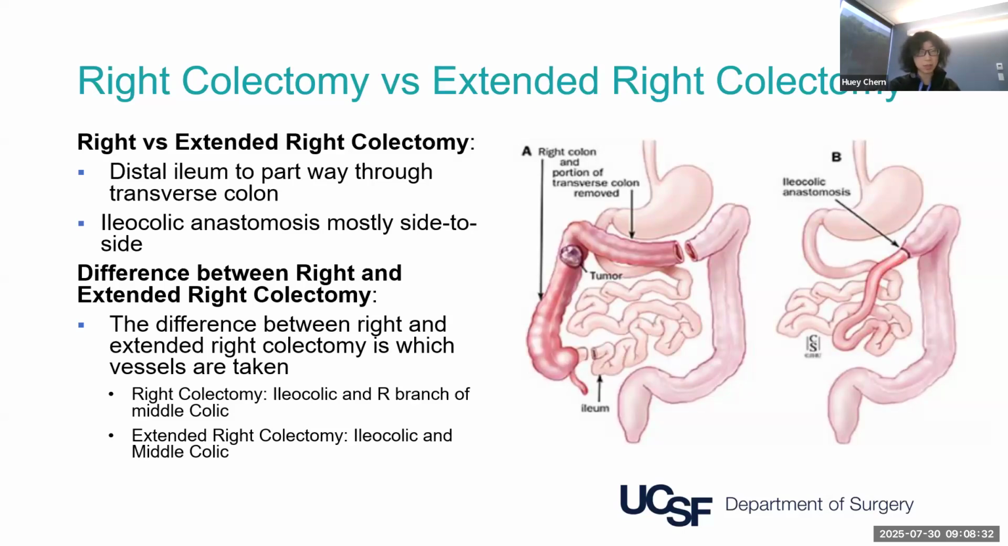So the difference between a right colectomy and extended right colectomy would be the blood vessel that we ligate for that tumor specifically. For the ileocolic resection, most often it's usually done for patients with Crohn's disease.